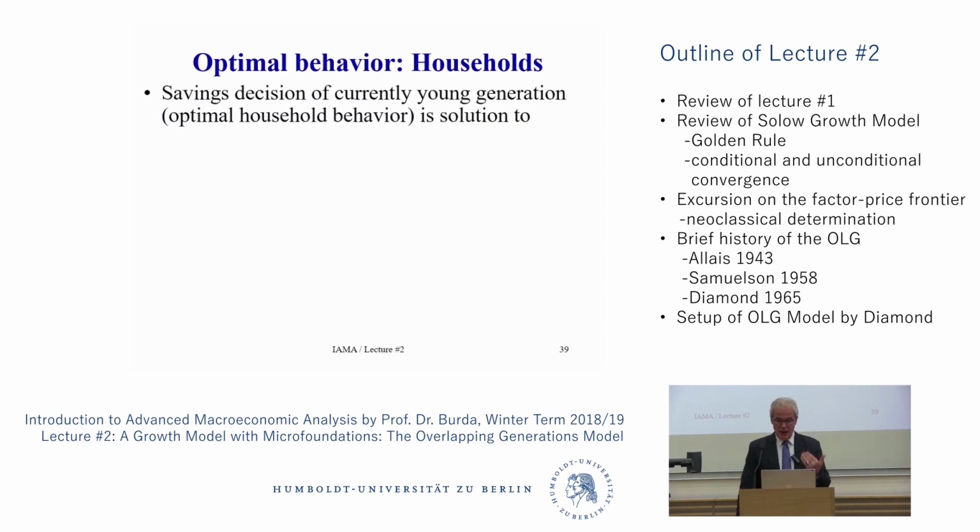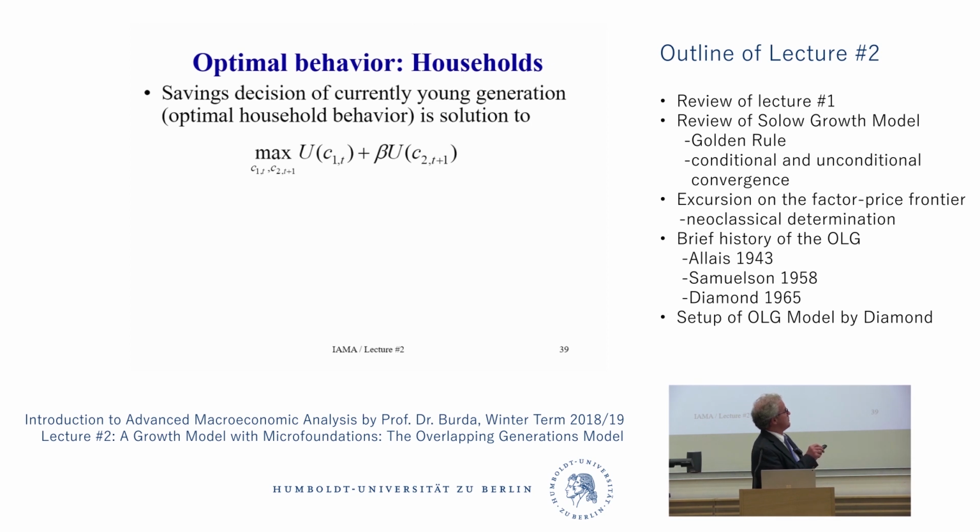Savings decisions of the young. Again, when you're young, you write down the plan. I'm going to save this much, and then when I'm old, I'm going to eat it. And I don't have any kids, so no bequest motive. That's it. Okay? So it's going to look like this.